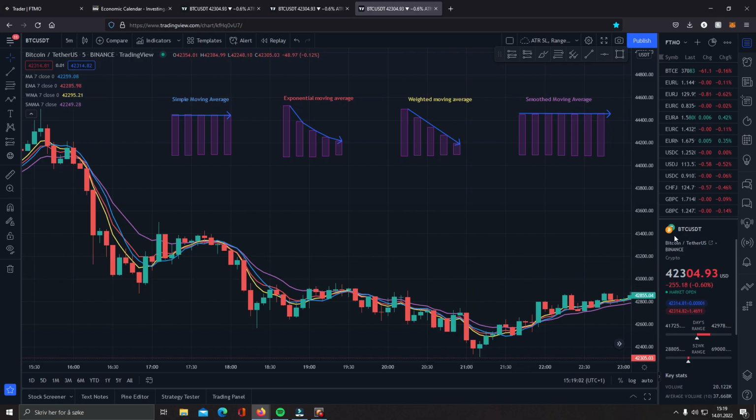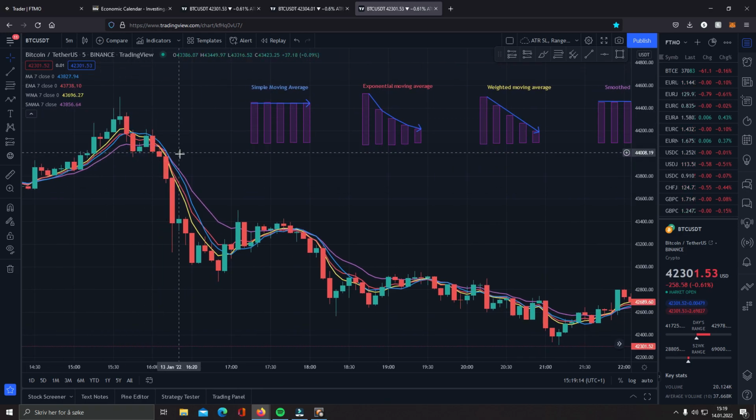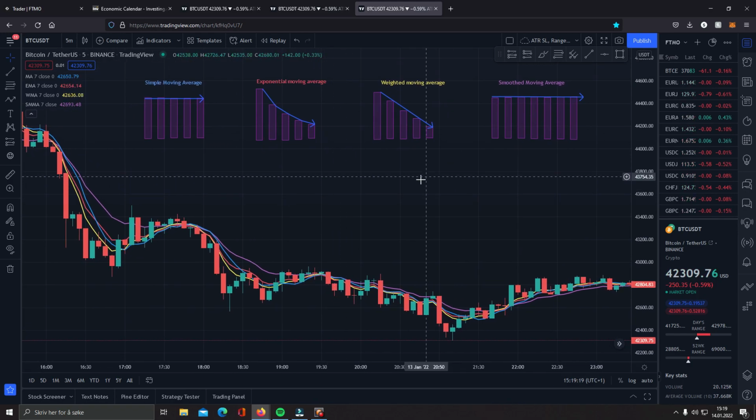Now the smoothed one takes in more of the previous price movement and makes the line smoother so that it doesn't bounce everywhere. It's a lot smoother, you can see. It's almost like it's a higher period. It kind of is, but it is not. It just takes into consideration the previous price movements and uses them to predict future price movement.